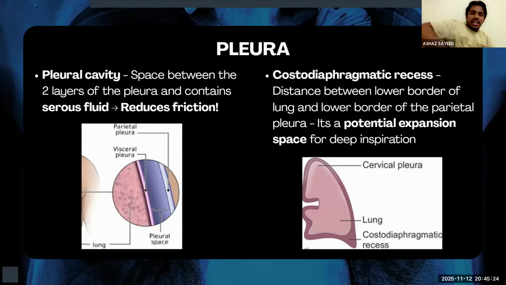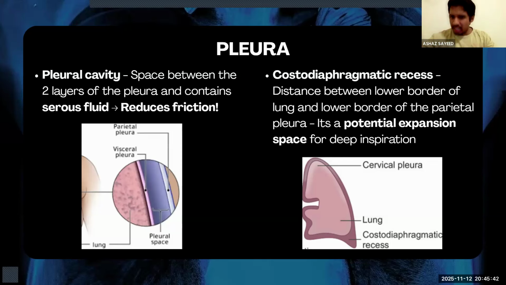So the lung 6, 8, 10. Okay. Below that, you still have 11th and 12th ribs. 6, 8, 10 is the inferior border of your lung. 11th and 12th ribs, that's an empty space. So whenever you take a deep breath, the lung expands and fills that space.